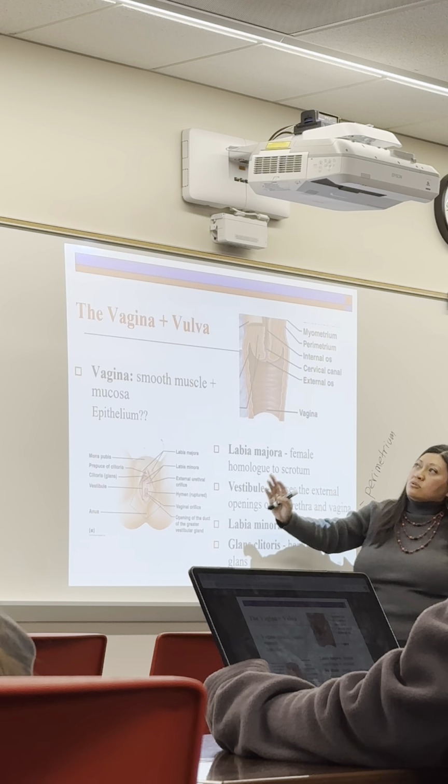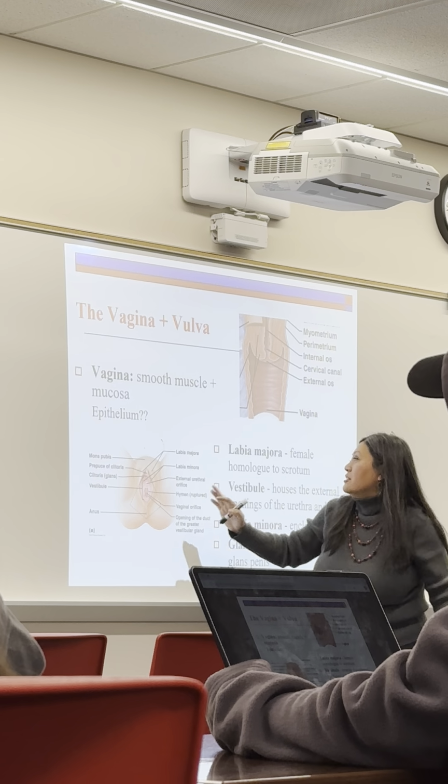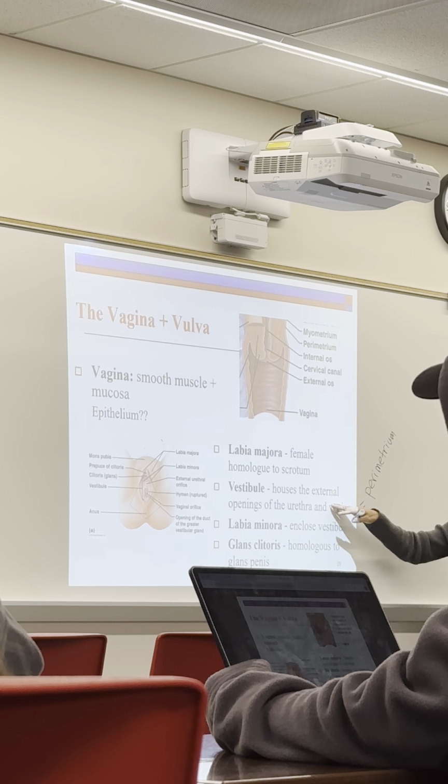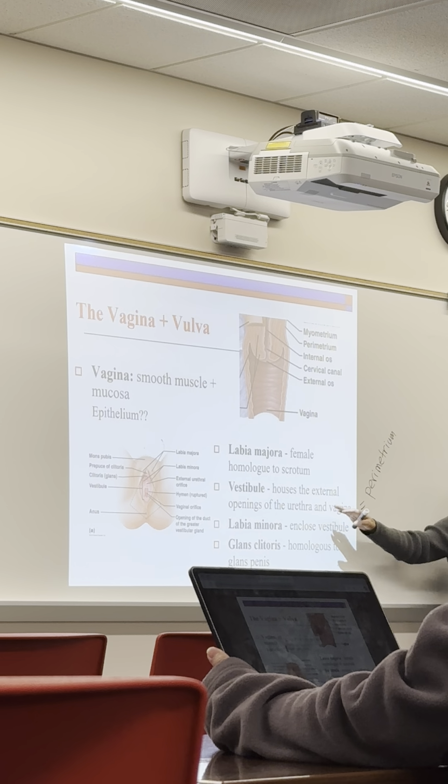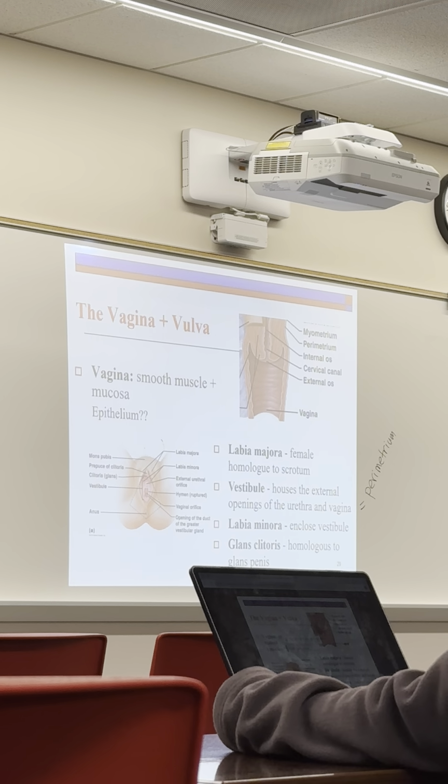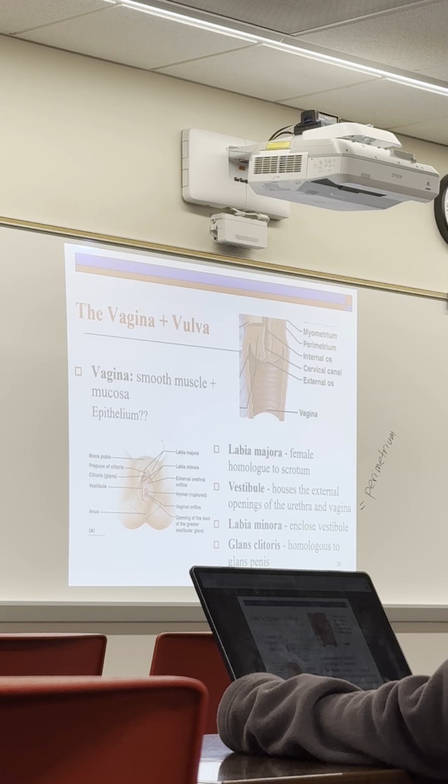Kind of at the entrance to that vagina, we have what is called the vestibule. The vestibule is what's going to house the external openings of the urethra and the vagina. But this one I want you to know for lab. Which one is anterior and which one is posterior? The urethra or the vagina? The vagina is posterior. What comes anteriorly? Is it the urethra first or is it the vagina first? Urethra. The urethra comes first.